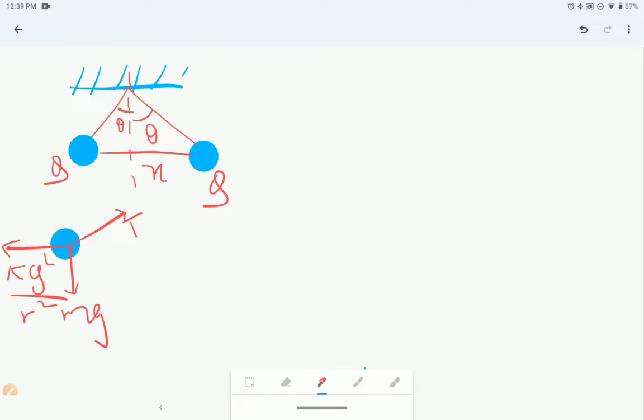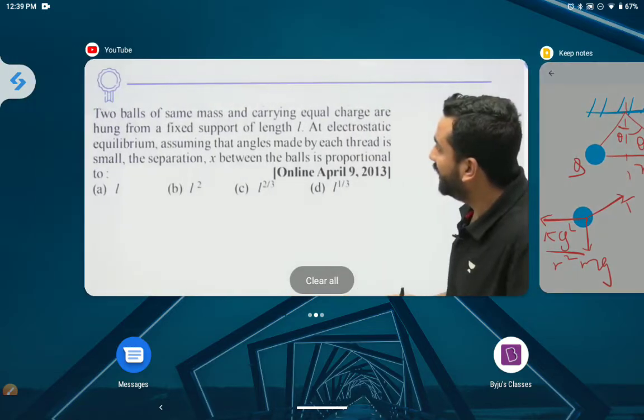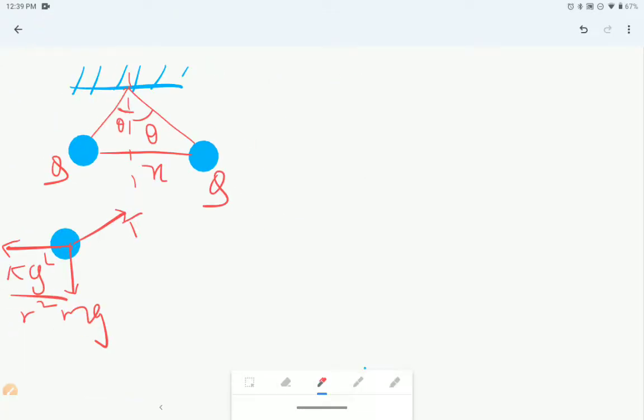Now we are asked for the relation between x and l in the question. If you carefully observe, the separation x is proportional to l to some power, which means the proportionality relation between x and l. Now go to the question. Yes, kq square upon r square, and this is the tension force.